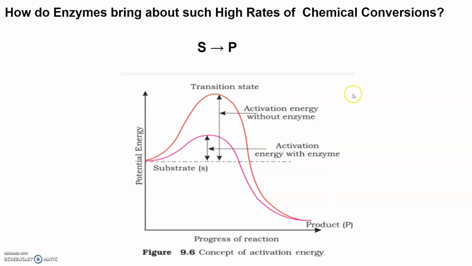How do enzymes bring about such high rates of chemical conversion? So we have to see how substrates change into products. Enzymes have active sites, and at these active sites, substrates get fixed up and get converted into products. So the substrate has to diffuse to the active site, and therefore an enzyme substrate complex is formed. So here E stands for enzyme, S stands for the substrate, and P stands for the product.